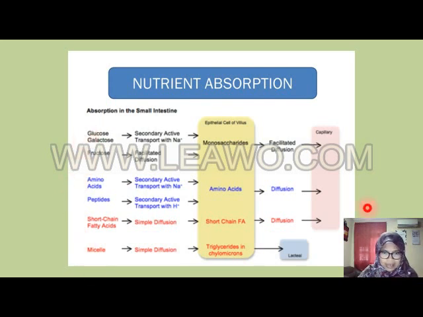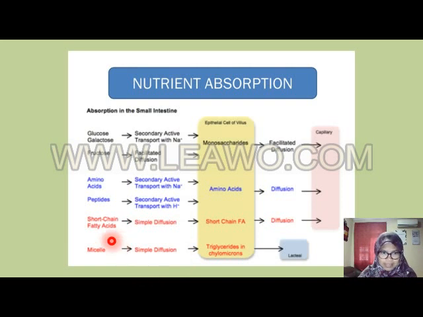And this is another diagram in terms of the types of transportation. Glucose will be secondary active transport coupled with sodium. Fructose is facilitated diffusion. Amino acid is also secondary active transport coupled with sodium transportation. Peptides also use the same mechanism, the same type of transportation.